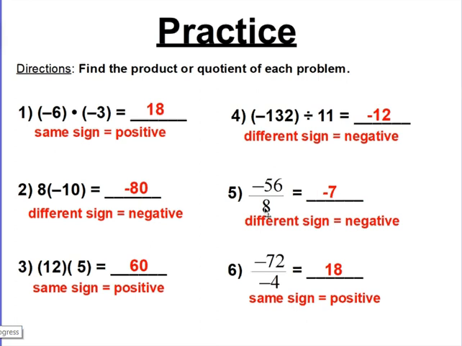We know that 56 divided by 8 is 7. Since there are different signs in the two parts of the fraction, the numerator and denominator, the answer is going to be negative. And in the last problem, 72 divided by 4 is 18. And when we divide a negative by a negative, the answer is going to be positive.